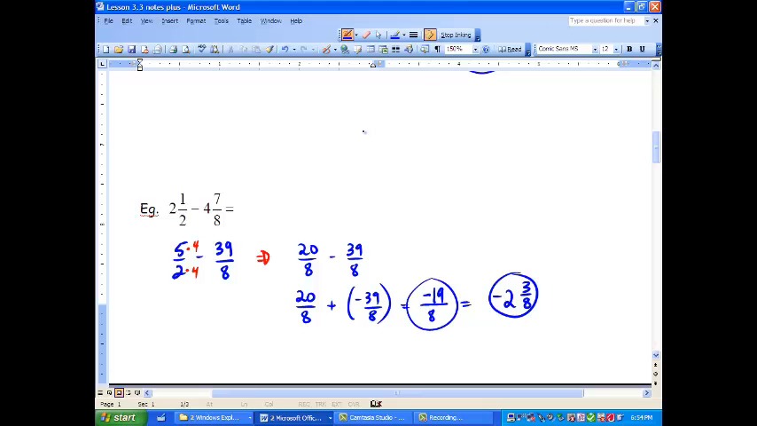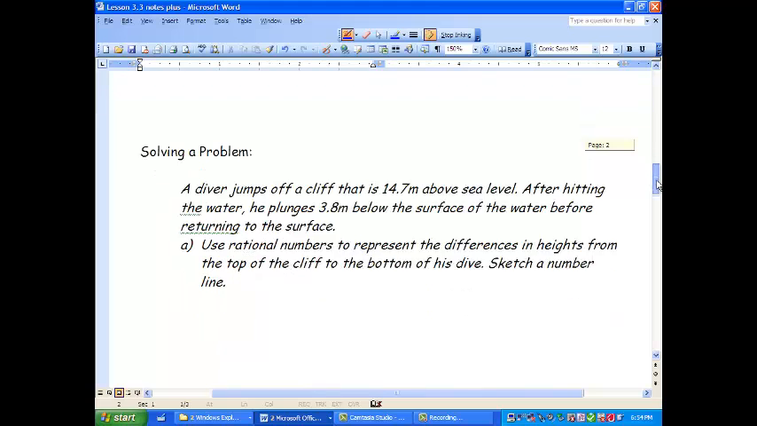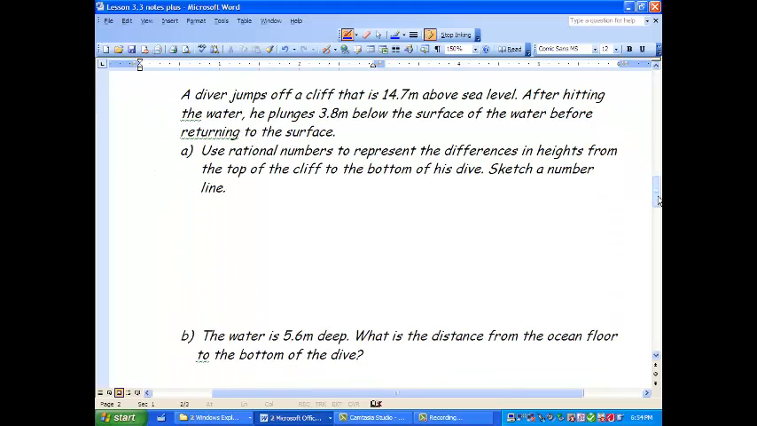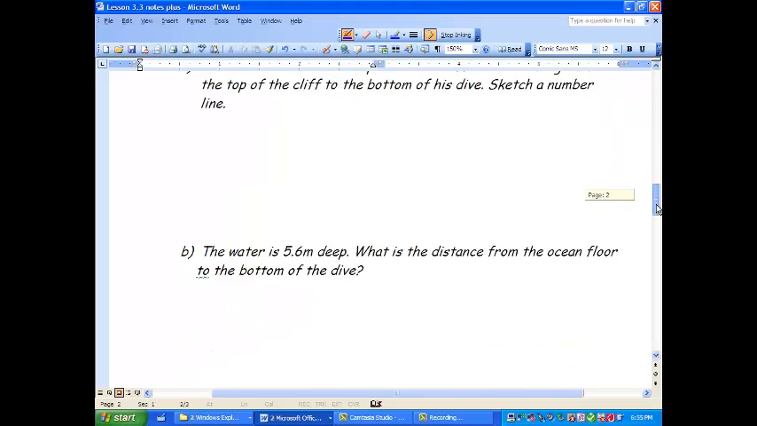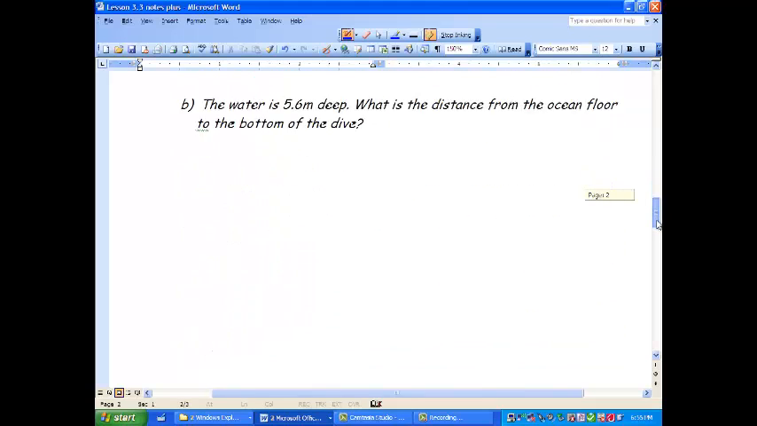Both would be acceptable. All right, your task is to go on to the next page and try this question. A diver jumps off a cliff that is 14.7 meters above sea level. After hitting the water, he plunges 3.8 meters below the surface of the water before returning to the surface. I want you to use rational numbers to represent the difference in height from the top of the cliff to the bottom of his dive. Sketch it on a number line, right? And then I'd like you to answer B.